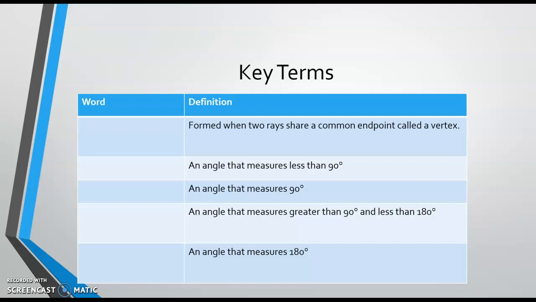But we're just going to go over it because the book and myself are going to assume that you knew it, and because I don't like assuming, we're going to review it real quick. So, angles are formed when two rays share a common endpoint called a vertex. So here's my vertex, and I can draw two rays, and now I've created an angle.